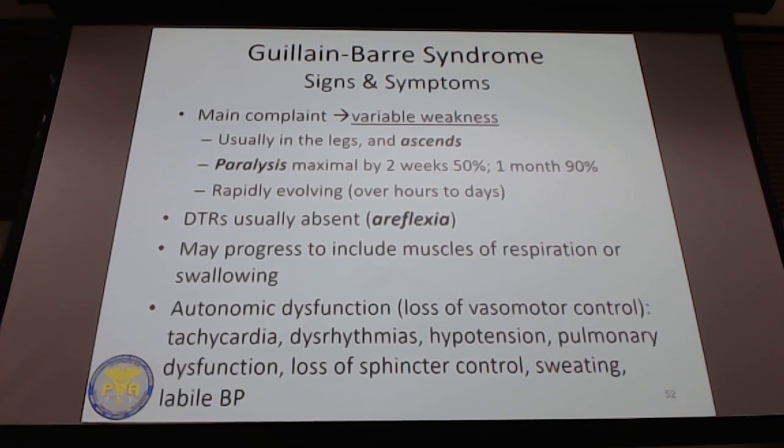So it's slowly coming up here. So if it's rapidly evolving, we got to protect the muscles of respiration. So the diaphragm, right? So these folks, they come into you, and you just got to kind of think about it quickly. And again, this could be self-limiting. It could not go that way. It could stop in their legs and feet and then resolve. But if it's affecting their respiration, they could end up in the ICU with a tube as well.